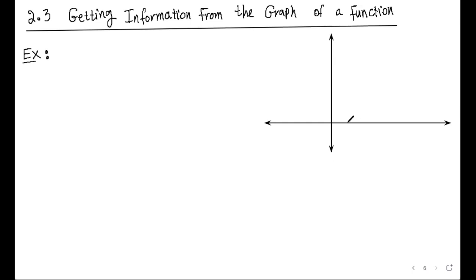Here's 1, 3, 4, 5, and here's 6, 5, 10, 15, 20, 25, 30. 5, 10, 15, 20, 25, 30.